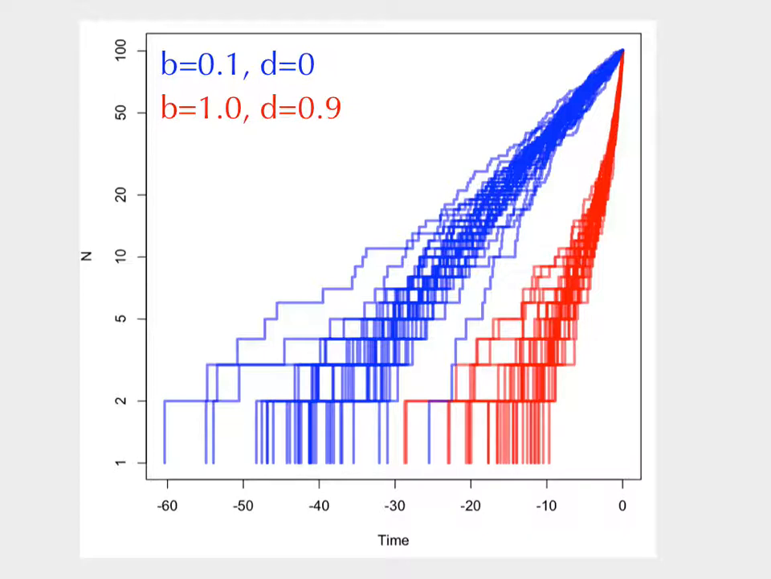So it could be easy to think about in discrete time. Imagine that in every time interval there is one birth rate and one death rate. The probability of a birth is B. The probability of a death is D. What's the probability of no birth and no death? One minus the probability of birth, times one minus the probability of death.